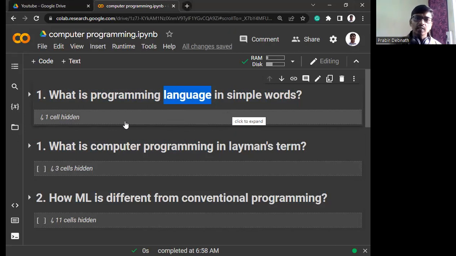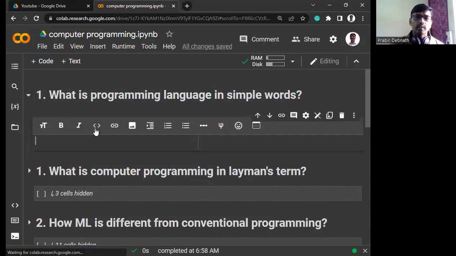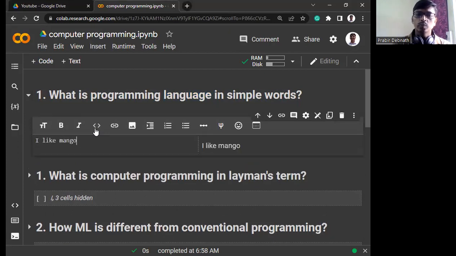Say if I tell I like mango. In this sentence, there are words I, like, and mango. These are the key words of the English language. And we know that there is a grammatical structure of any sentence. This grammatical structure is called the syntax.